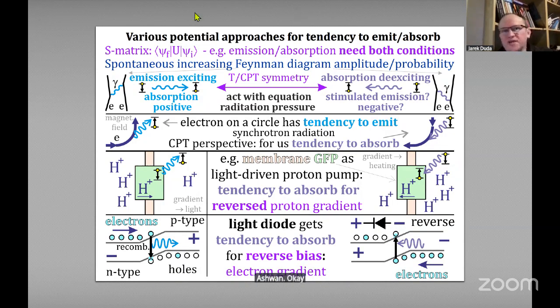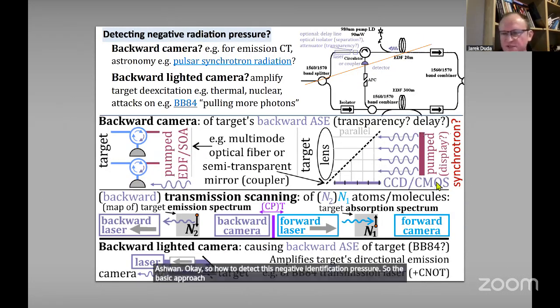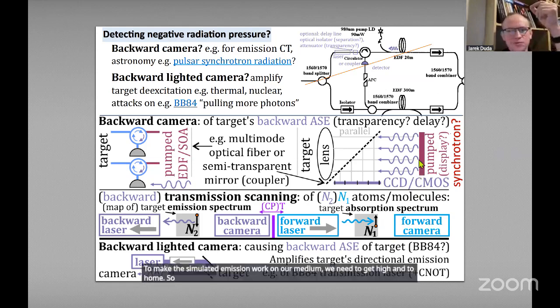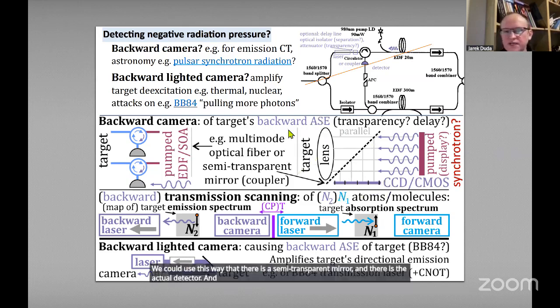Okay, so how to detect this negative radiation pressure? The basic approach is having this pumped detector. You need to pump to make the stimulated emission work in our medium. We need to get this high N2. This is the difficult part, it has to be pumped. Then we could monitor the level, but maybe we could use this way: there is a semi-transparent mirror and there is the actual detector, and this target of negative radiation pressure helps with emission. We could see it on a standard CMOS or CCD.